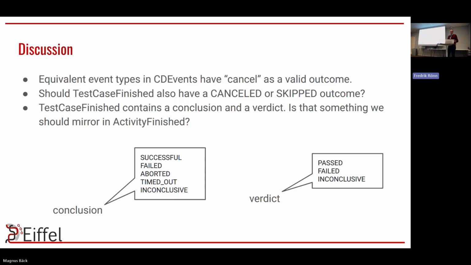But we talked about, is it something we should mirror in activity finished? And we figured that we could do that, but it's a fairly large change, and it wouldn't bring any significant benefits. So it's probably just a lot of work for not much benefit. But probably the canceled or skipped outcome for test case finished is something we'll include in this change. Same thing there, you could definitely skip a test case before it even starts execution, but it could also be that you don't complete a test case because you skip it.